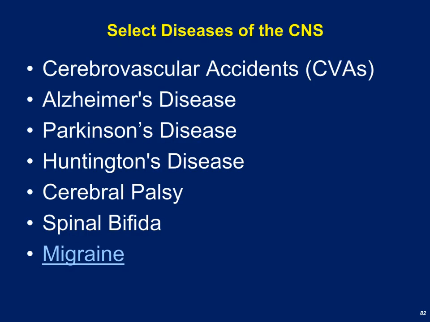Okay, we're going to end this lecture by talking briefly about some key diseases of the central nervous system. So diseases you should be familiar with include cerebrovascular accidents, Alzheimer's disease, Parkinson's disease, Huntington's disease, cerebral palsy, spina bifida, and also migraines and cluster migraines. Now, each of these is located within your textbook. The only one that I'm going to talk about today is the cerebrovascular accidents, or strokes.